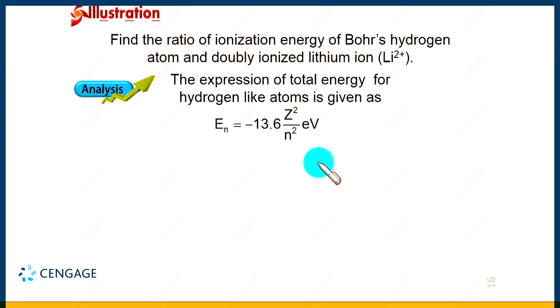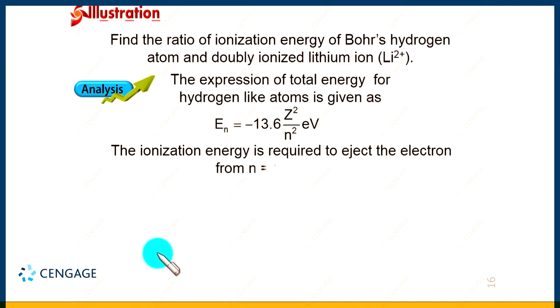And we know that ionization energy is the energy required to eject the electron from n equal to 1 to n equal to infinity. That is, for removing the electron from the ground state to out of the atom, the minimum energy required is the ionization energy. That means we need to find the difference of the energy corresponding to n equal to infinity and n equal to 1, right.